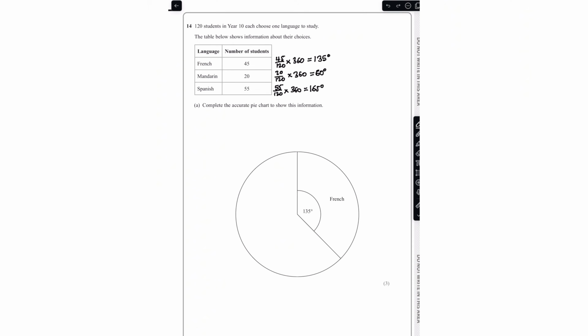And so in order to complete the accurate pie chart using this information, I'm going to try and approximate 90 degrees, which is roughly this. And so to get 60 degrees, I know that's slightly smaller, which will roughly be there. So I know that this angle is 60 degrees, and that represents the Mandarin students. So I'm going to write Mandarin right here. Therefore, I know that the remaining angle will be 165 degrees, and that will correspond to the Spanish students. And that's your final answer for question 14A.